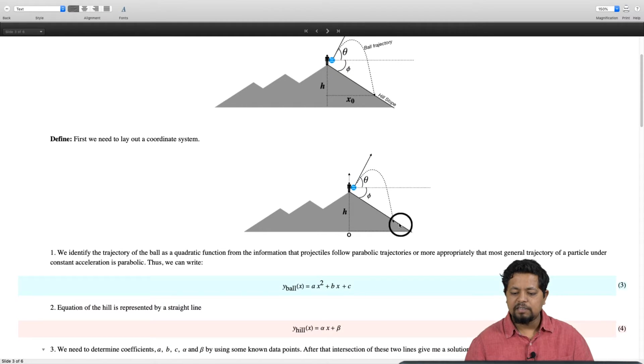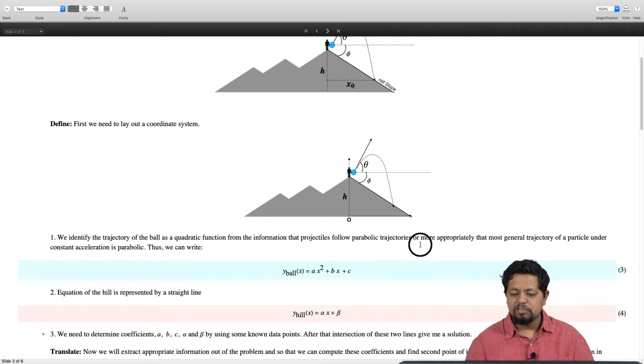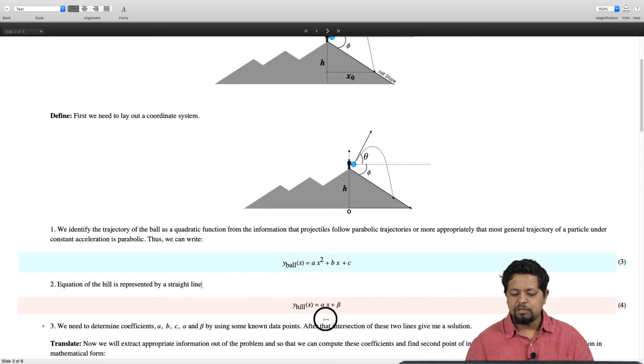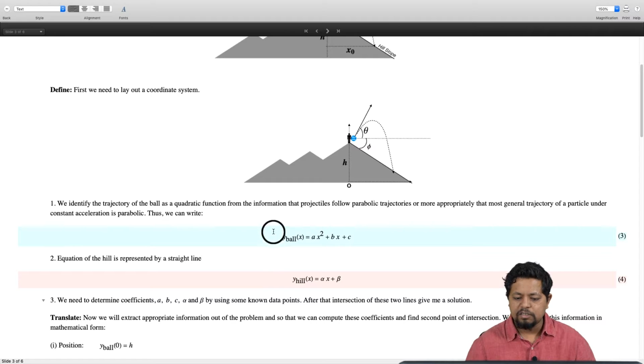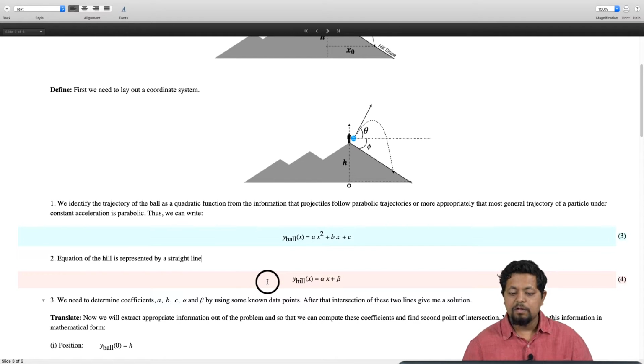Now this trajectory intersects somewhere with the hill, so we will also look at the equation of the slope of the hill. It is represented by a straight line, and we will take y hill, the height of the hill as a function of the x coordinate on this side of the hill, as alpha x plus beta, where alpha is the slope and beta is some constant that we need to figure out. So these are the two equations: the equation of the trajectory, and the equation of the slope. Now I have to find out for what values of x these two curves will intersect with each other.